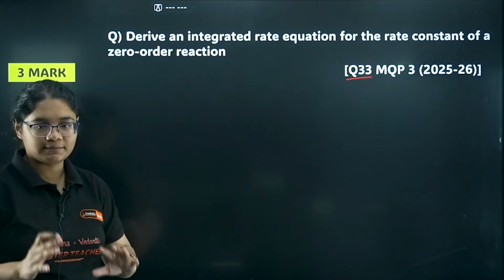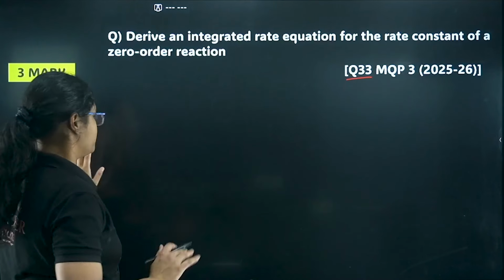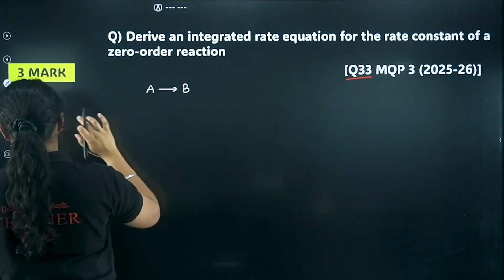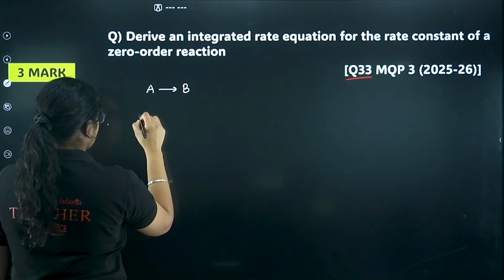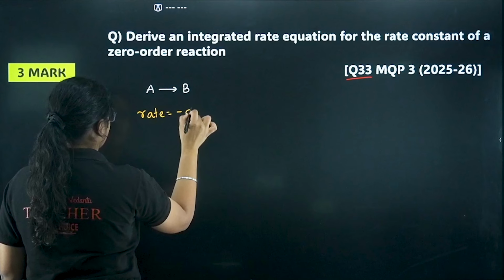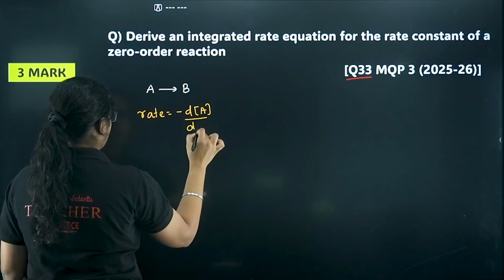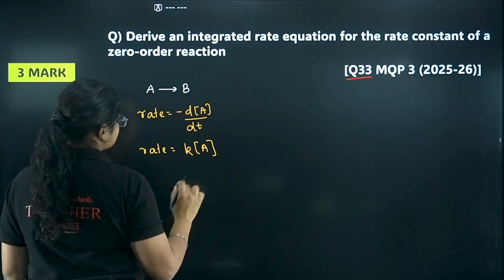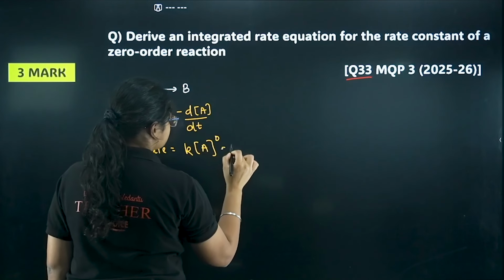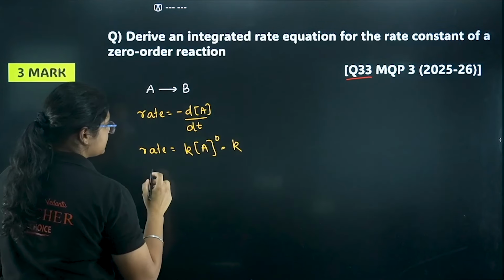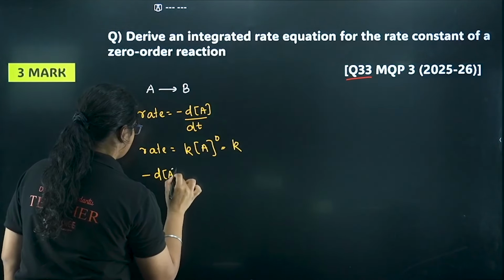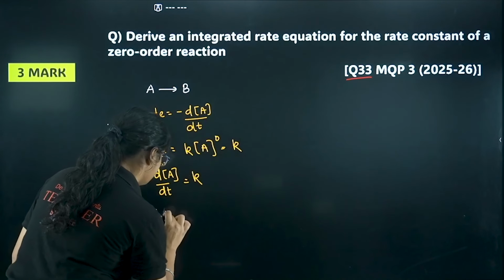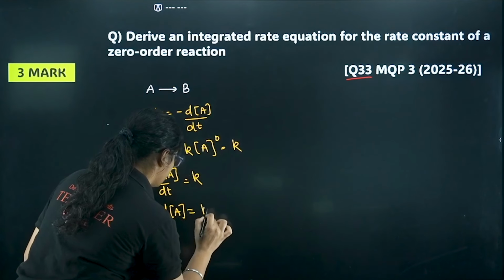This question is very simple, but I'll explain here, then I'll tell you how to write it down also. First let's understand. You have to assume any reaction, let it be A to B, and let us assume that it is a zeroth order reaction. Then what will be the formula of rate? It is equal to minus dA by dt, and I can also write rate is equal to K into A to the power zero, so that is K. Now the left hand side is equal, so I can write minus dA by dt is equal to K. Now you can cross multiply: minus dA is equal to K dt.